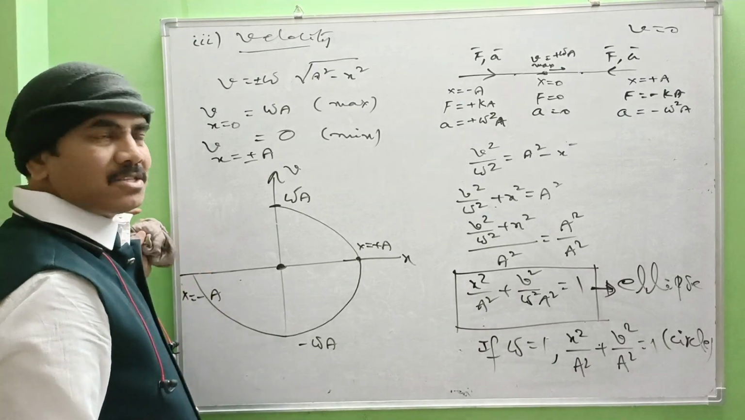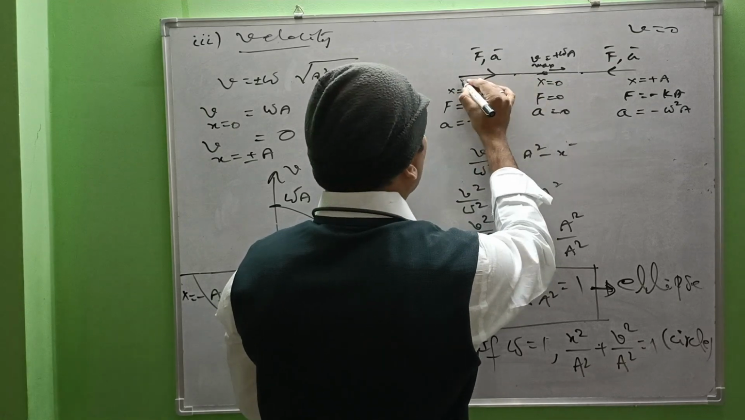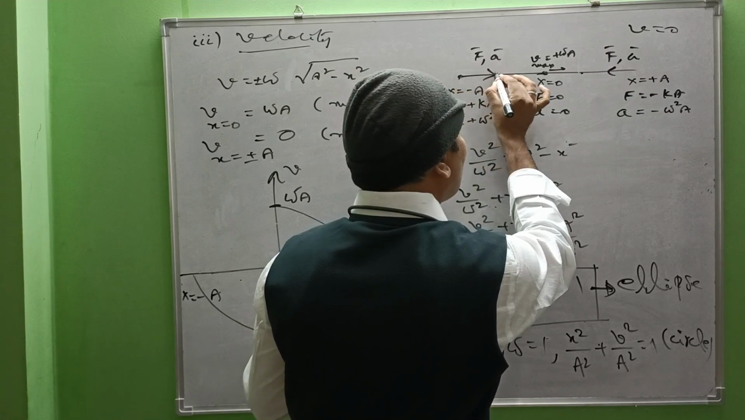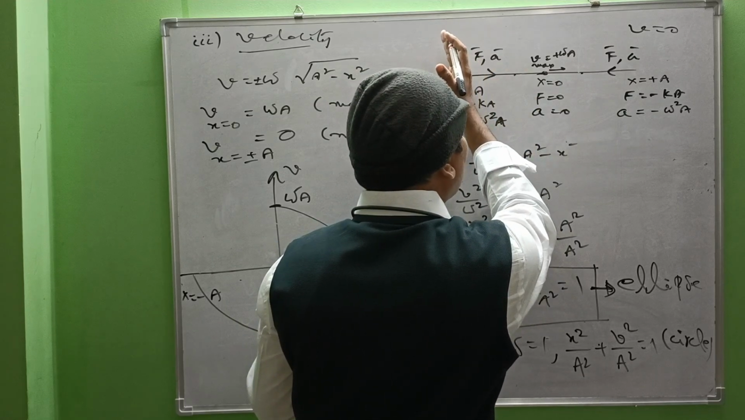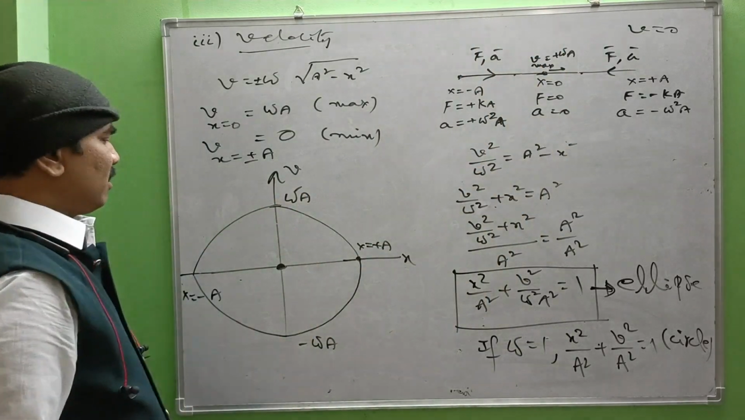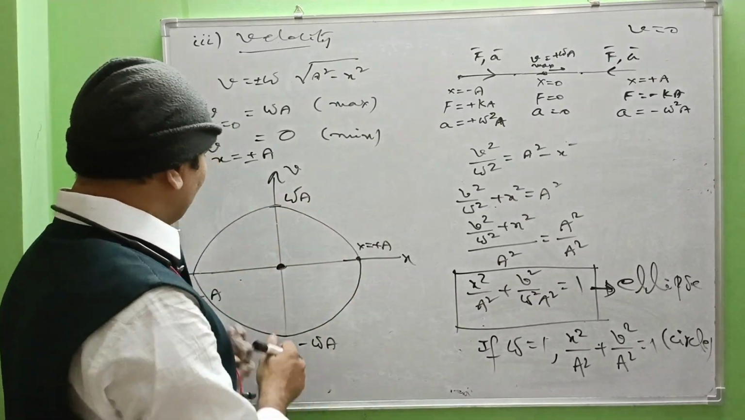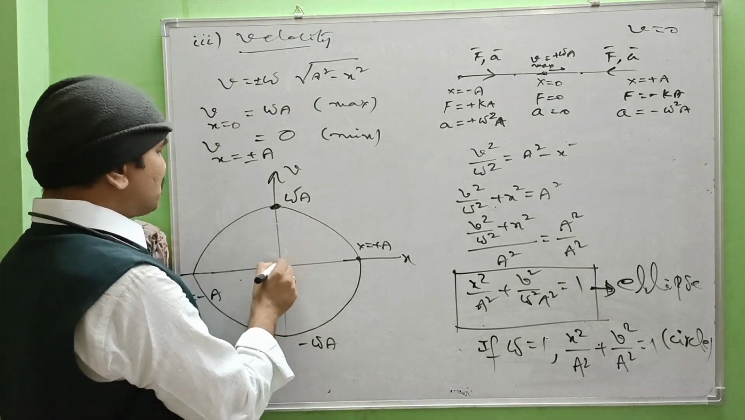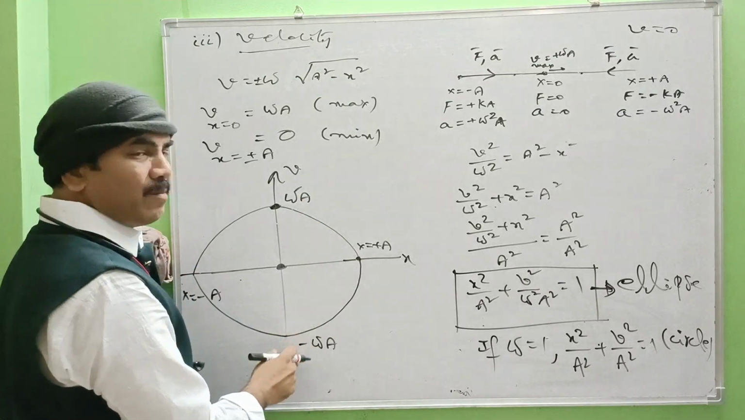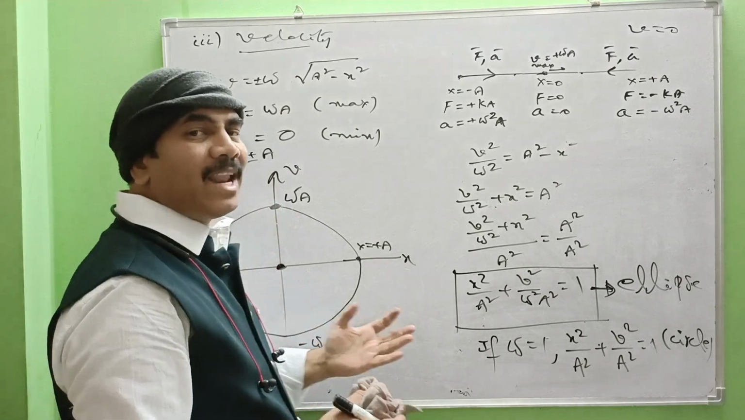At x equal to minus a, again the particle tries to reach the mean position after reaching the negative extreme position. So again it moves towards the mean position, and the velocity gradually increases and becomes maximum. See, this is the variation of velocity with position x. When it is at the mean position, once it is omega a, one more time it is minus omega a. Why do we have different signs here? Based on the direction of motion.